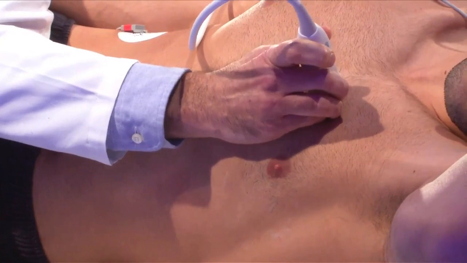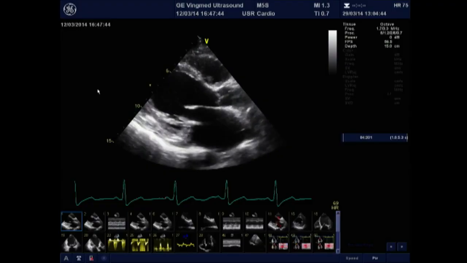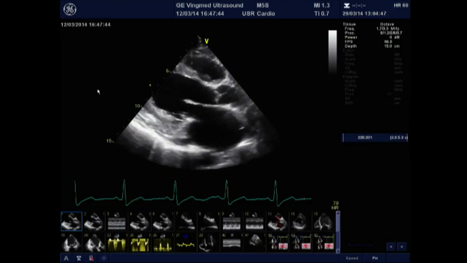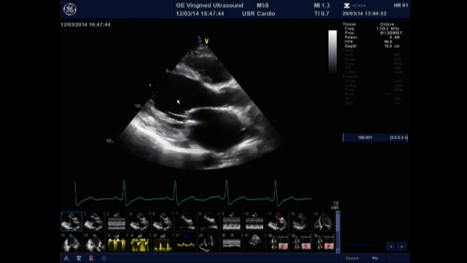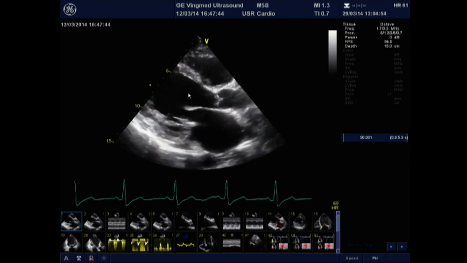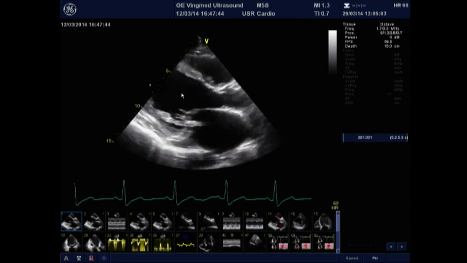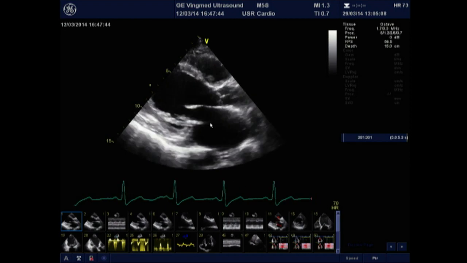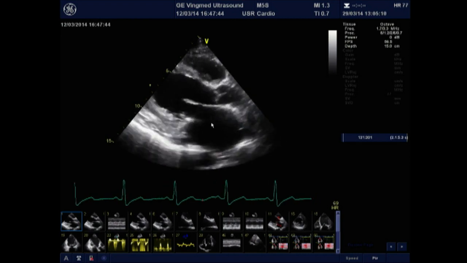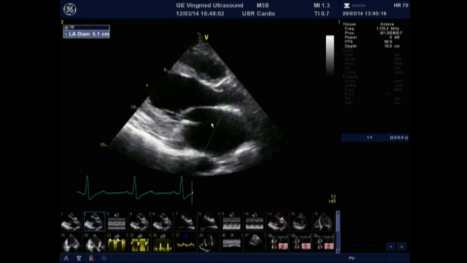In the left parasternal long axis view, you can see that the left ventricle seems mildly dilated. It's not contracting too badly, but not too well. I would say at eyeball that LV function is mildly depressed. And you can also see that the left atrium is dilated, as you can confirm with this 2D measurement.